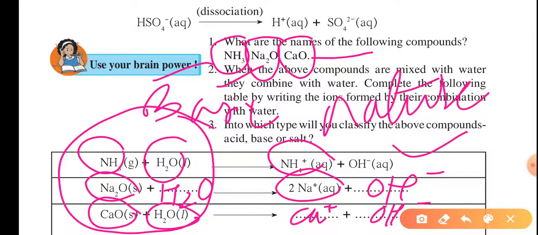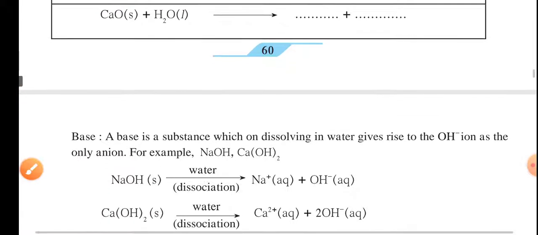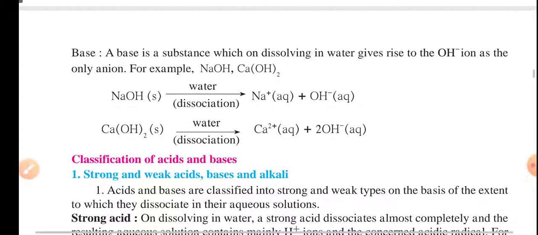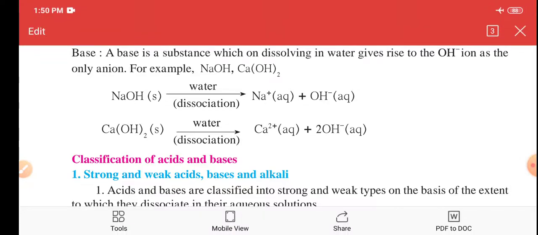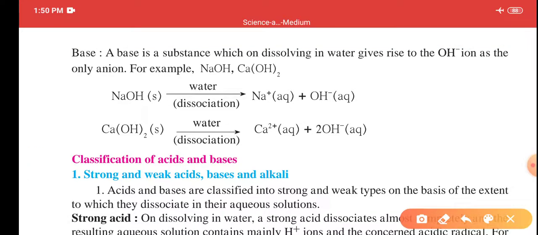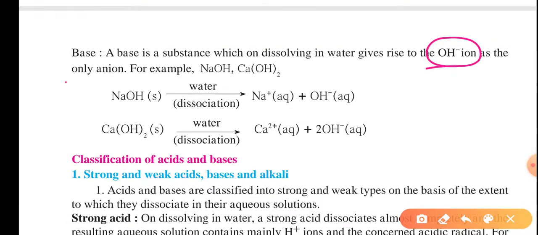Now we will move forward. So what are bases? Bases are substances which give OH- ions as an anion. They are called bases. For example, NaOH, that is sodium hydroxide, and Ca(OH)2, that is calcium hydroxide.